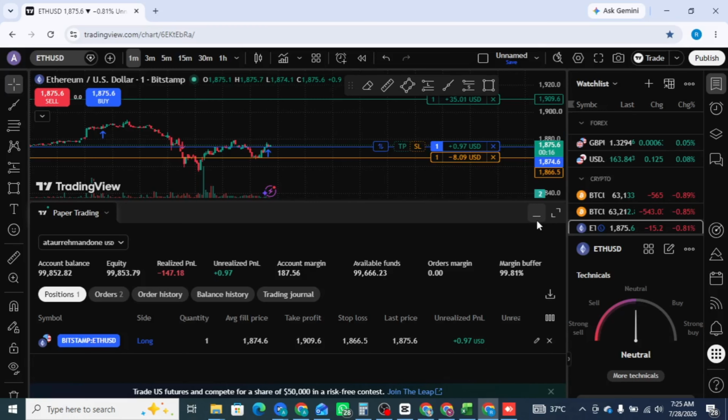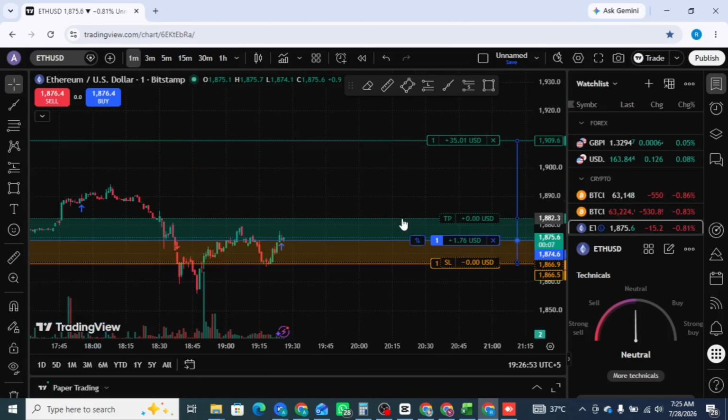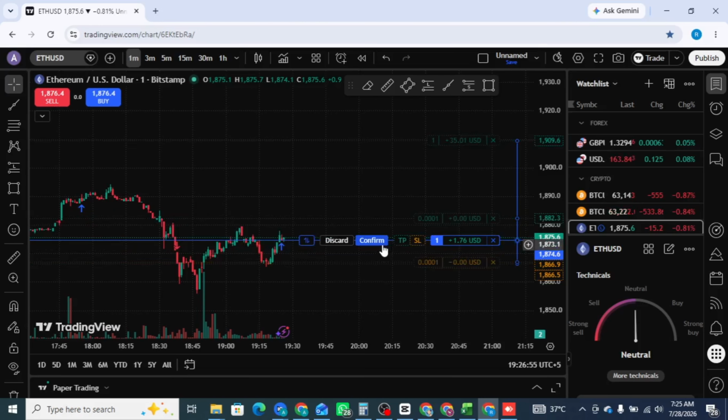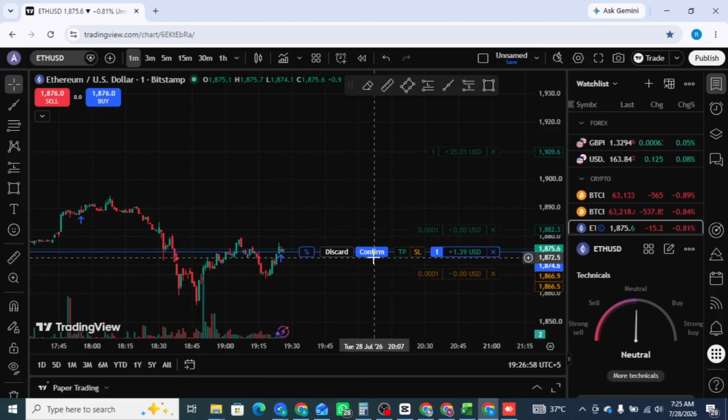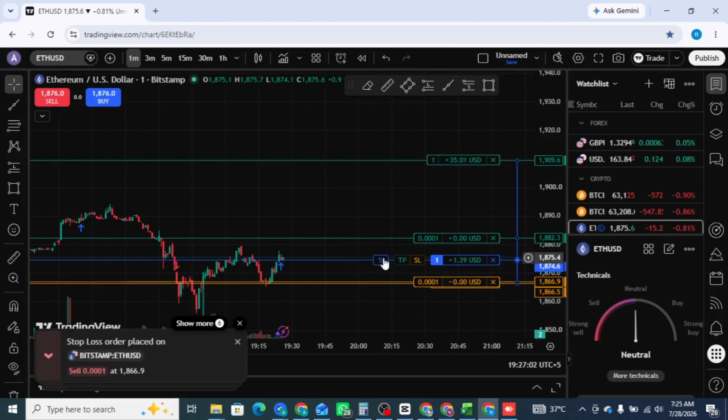The module mirrors live market data and order types, letting you place market, limit, and stop orders exactly as you would with real money. Step 6. Track everything as you go. The panel gives you access to your positions, orders, history, account history, and trading tabs, so you can follow exactly what's open, what's filled, and how your account balance is moving in real time.